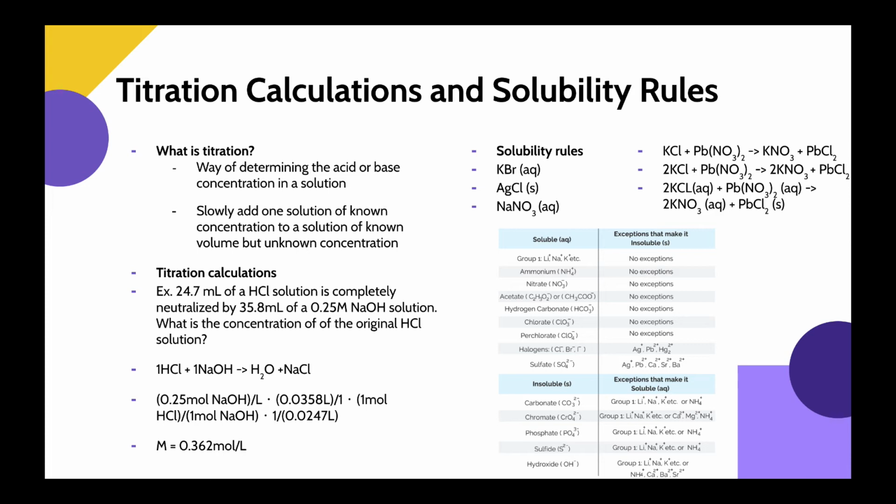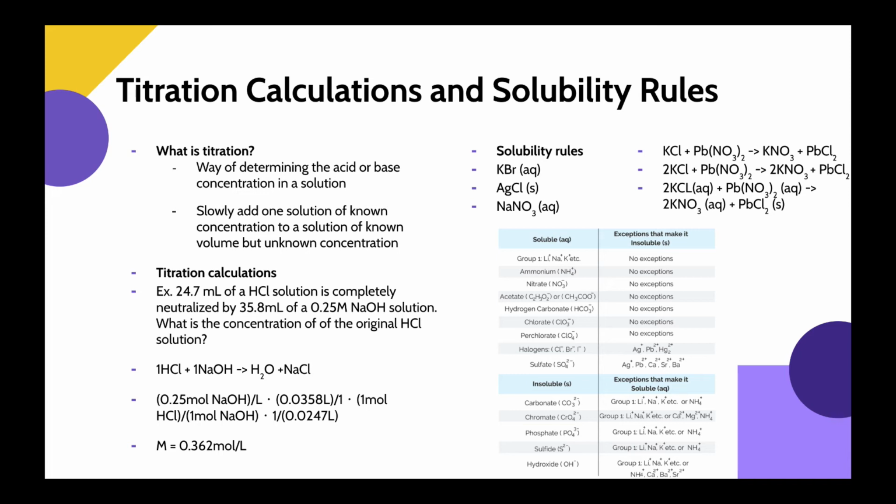For our first example, 24.7 milliliters of an HCl solution is completely neutralized by 35.8 milliliters of a 0.25 molar sodium hydroxide solution. What is the concentration of the original HCl solution? First we will write out the balanced chemical equation: HCl plus sodium hydroxide gives us H2O plus sodium chloride. So HCl and sodium hydroxide react in a 1-to-1 ratio.